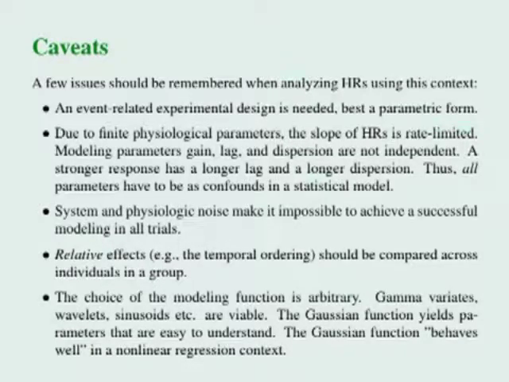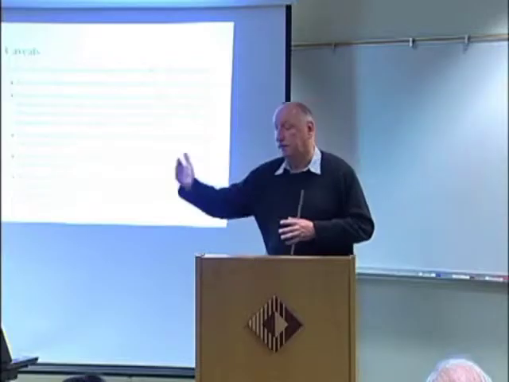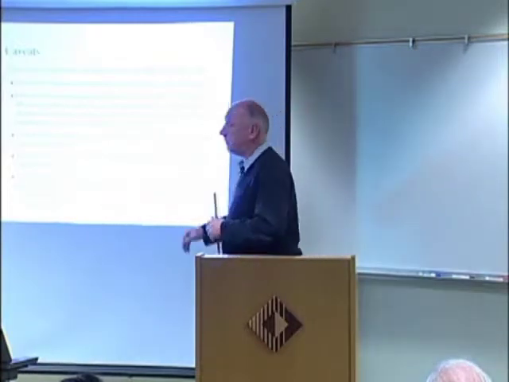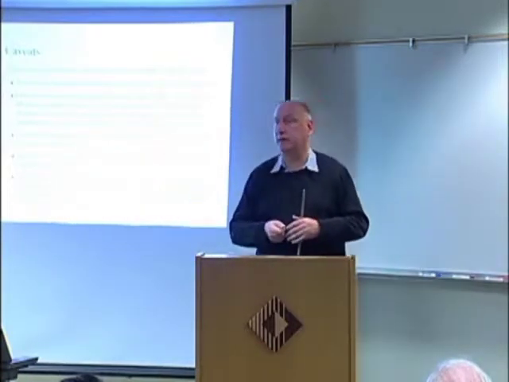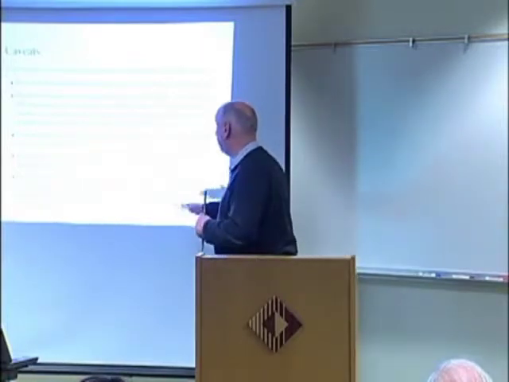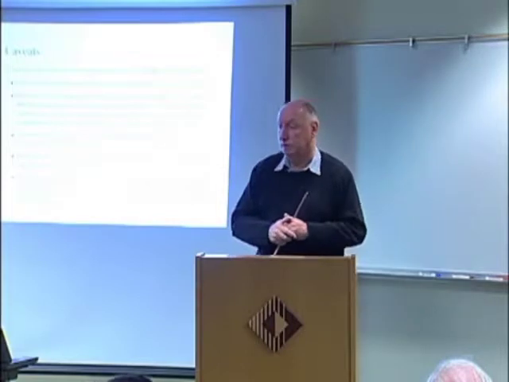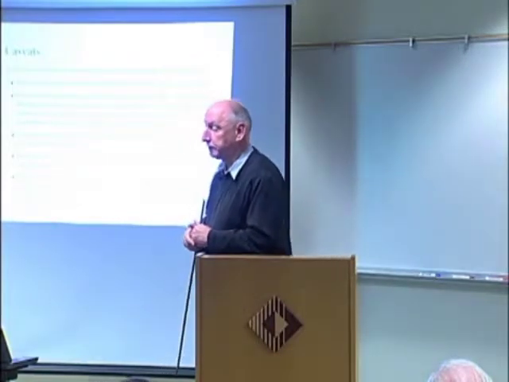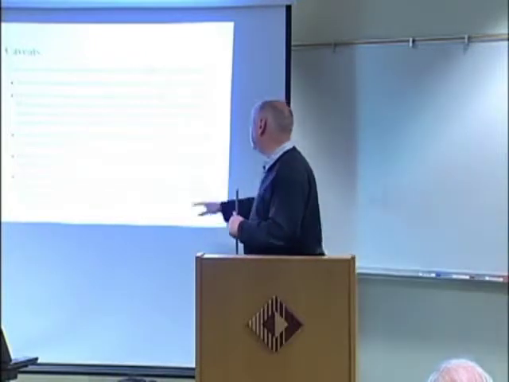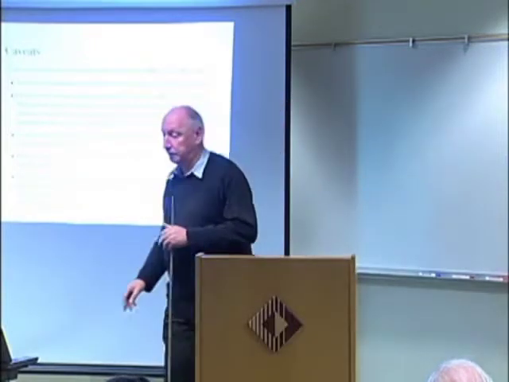We just use the Gaussian functions because the parameters are so easy to interpret. So you immediately get something like the time to maximum. This is something that you can understand. When you want to do this with a gamma function, you can of course compute the maximum for this, but this is an additional step. And another thing: in terms of numerical modeling, the Gaussian function behaves quite well in a nonlinear regression model, which is not true for gamma variates and some of the other methods that were used.